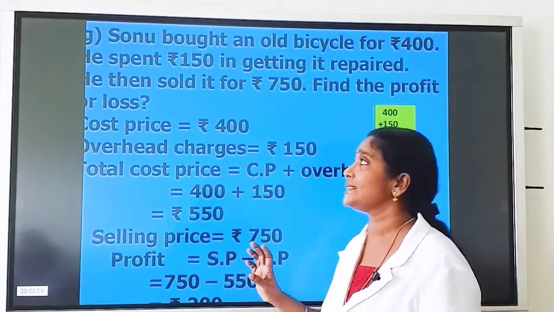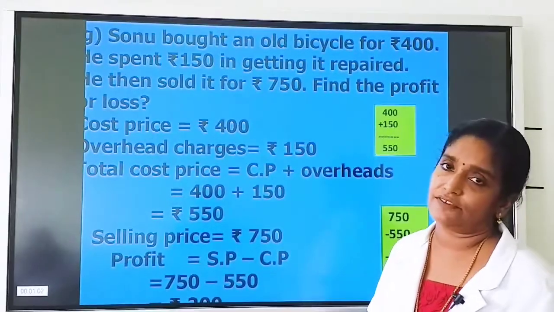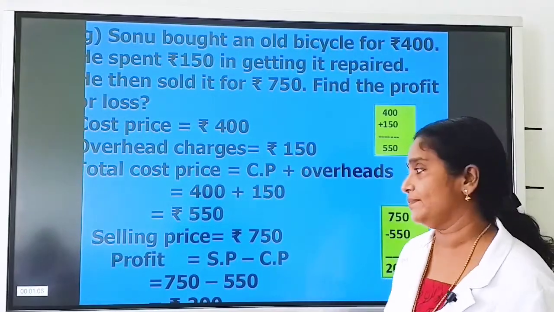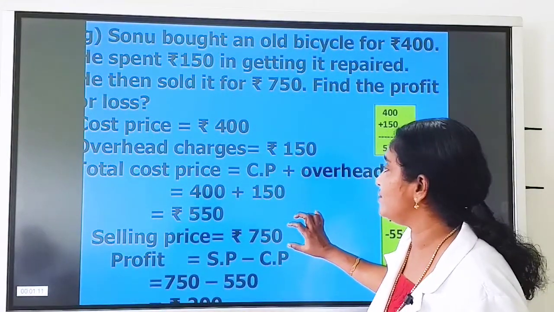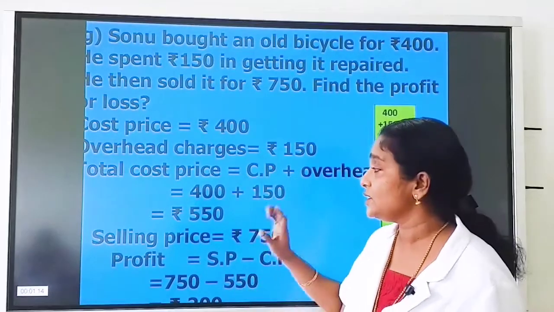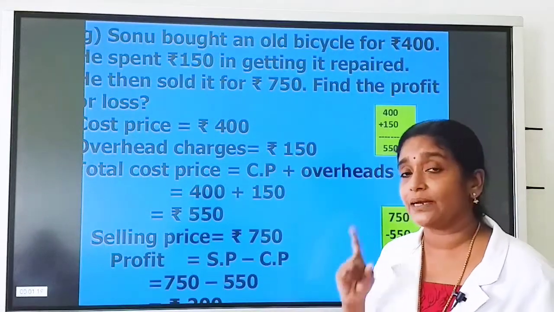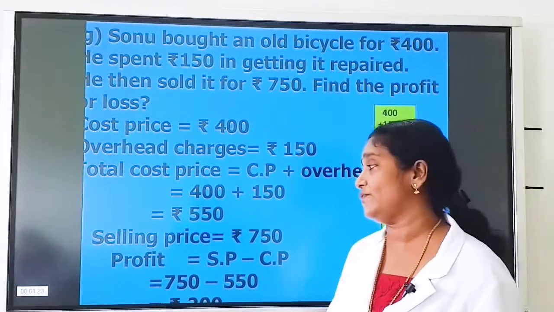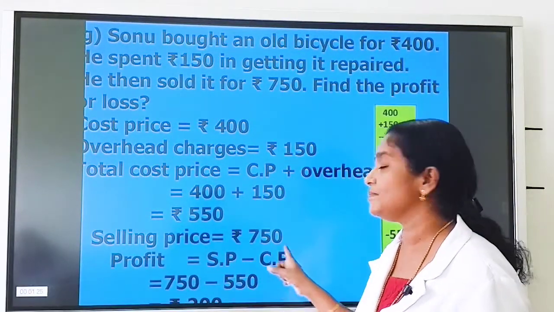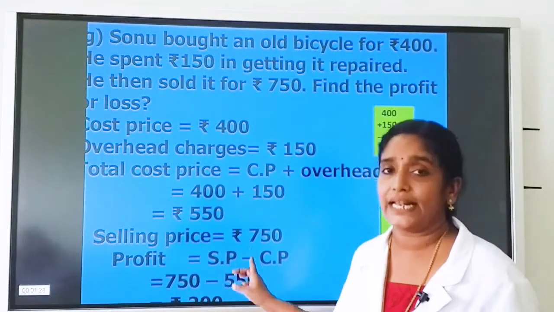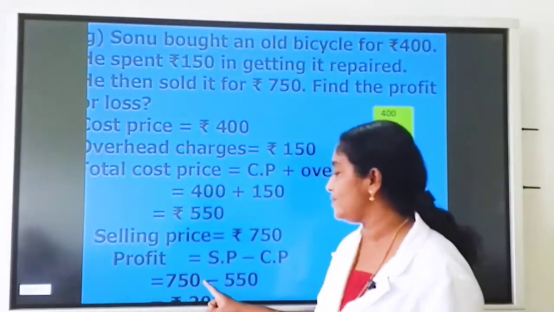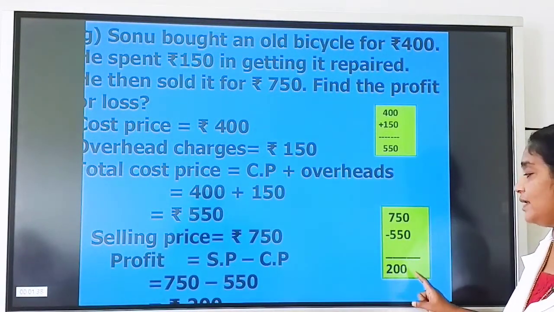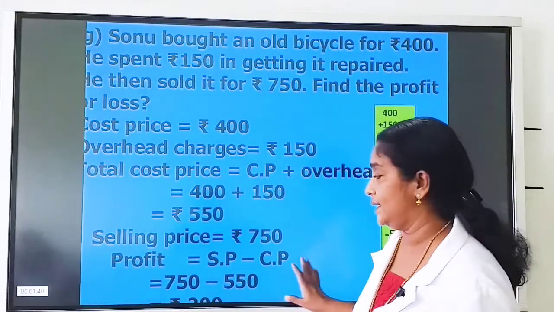Now, what is the selling price? He sold it for 750 rupees. So, that is the selling price. Here, see, selling price is 750 and cost price is 550. So, which is big? Selling price is big. When selling price is bigger than cost price, it is profit. So, profit equal to selling price minus cost price. 750 minus 550. When you subtract 550 from 750, you will get 200. So, profit is 200.